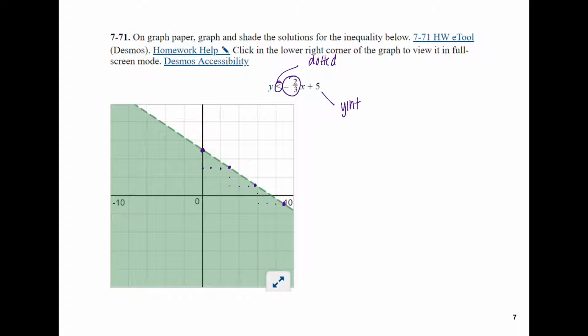Again, the inequality symbol tells us it's a dotted line. Y is less than all the other values, so we shade lower. And you can see the green portion of our graph, if you plugged any of those ordered pairs into the inequality, would give us a true statement. The points on the dotted line are not solutions to the inequality.